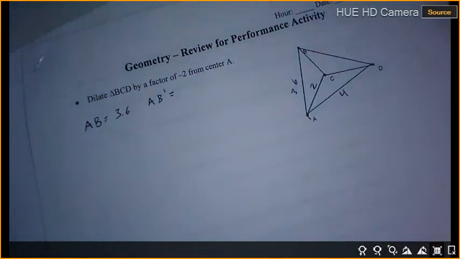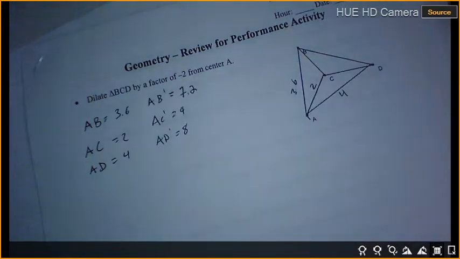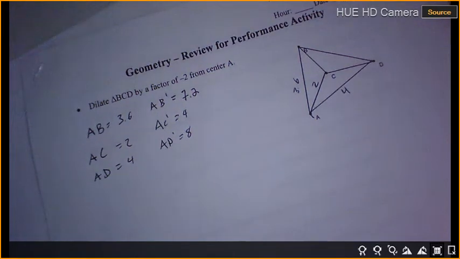So my A to B is 3.6, and my A to B image needs to be, after I dilate it, twice as big. So it should be 7.2. A to C is 2, so my new A to C should be 4. A to D, I have 4. My new one should be 8. Okay? Now remember, it's negative, so it's down and to the left. And I am measuring it from A.